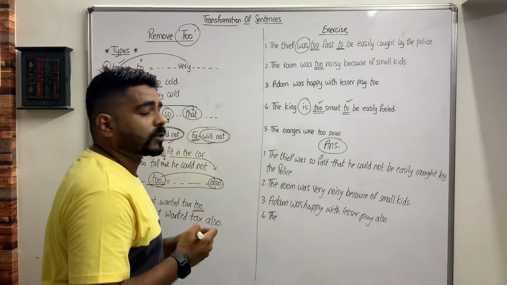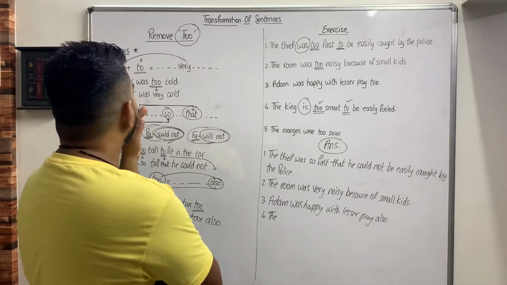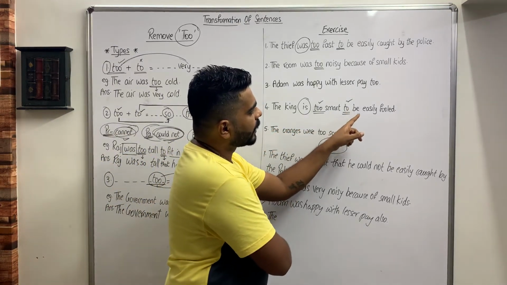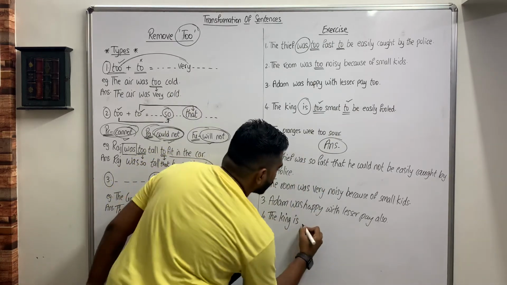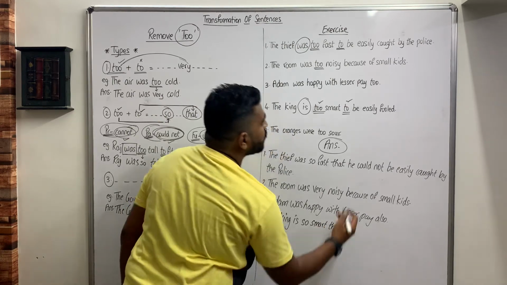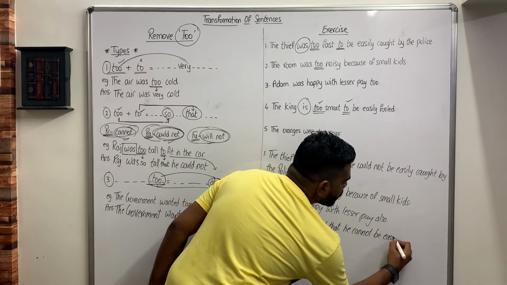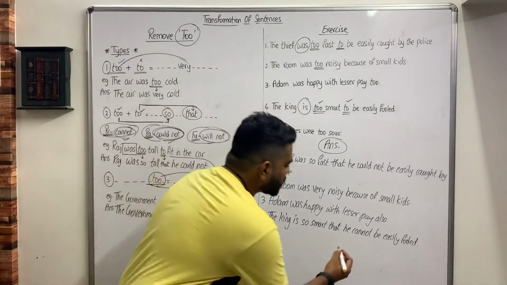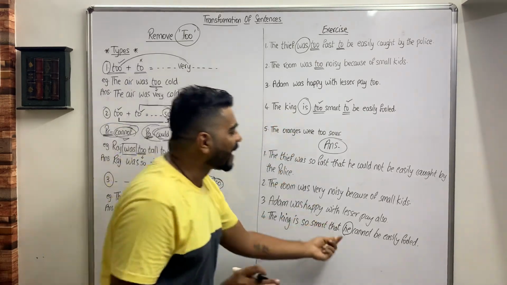The king is too smart to be easily fooled. First I'll think about the answer. In place of TW2, "so" will come; in place of TO2, "that" will come; and "cannot". So the king is so smart that he cannot be easily fooled. Yes. So the king is, in place of TW2, so smart, that he cannot be easily fooled. Now in this one you have to use a little brain on a small thing: where did "he" come from? We had to add "he" extra, assuming that the king is a he. Okay, so this is "he"; we are adding the word "he".